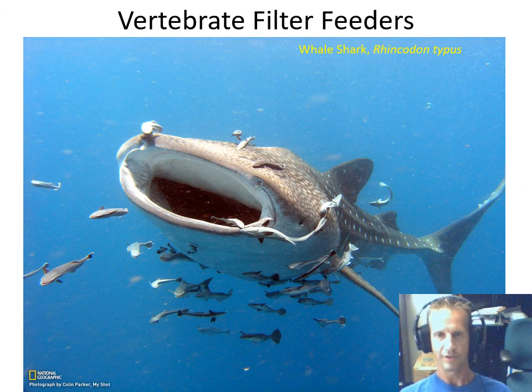Another shark that's a filter feeder is the whale shark, the largest fish in the world. And whale sharks have a similar type of gills that helps them filter out the plankton from the water. These fish swimming around the shark are remoras.